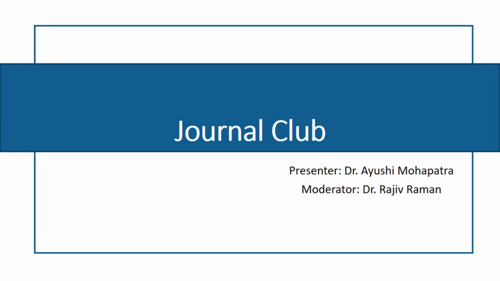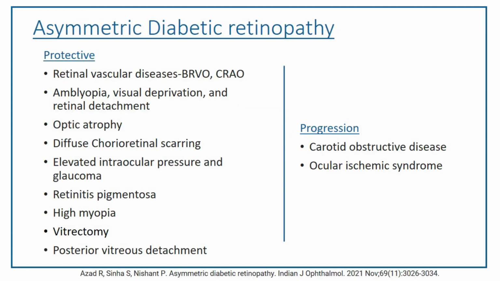First and foremost, all of us have noticed cases of asymmetric diabetic retinopathy. It is considered to be at a prevalence of 5 to 10% among all PDR cases. A lot of factors are implicated in their coexistence. Multiple factors have been considered protective against asymmetric diabetic retinopathy.